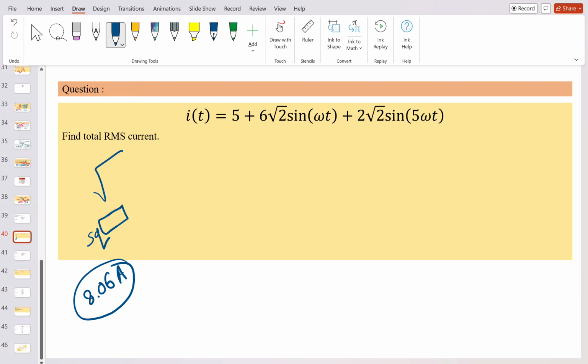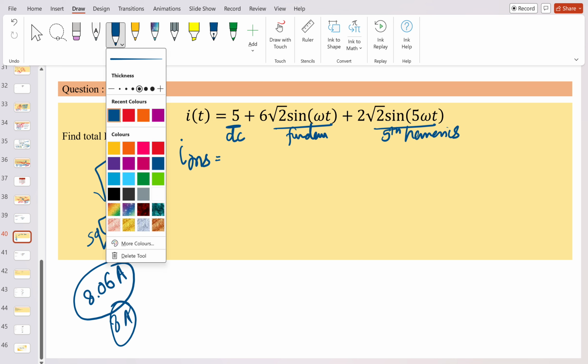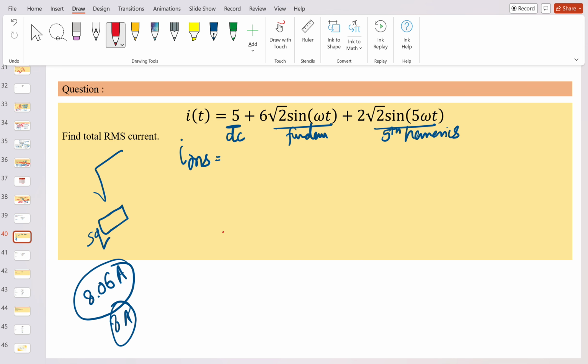Okay, let me give the solution. So the total RMS current, when given, has a DC component, this is the fundamental, and this is the fifth harmonic. Okay, let me solve. Fifth harmonic.